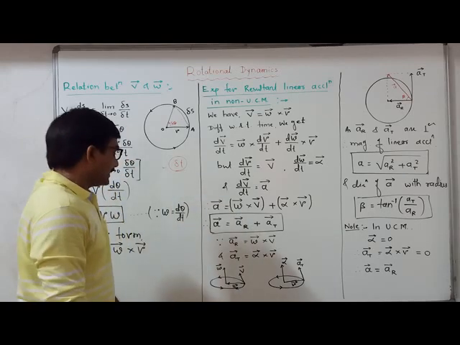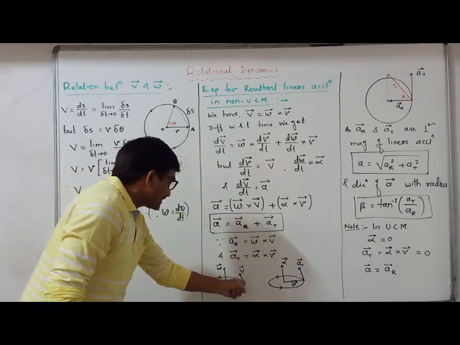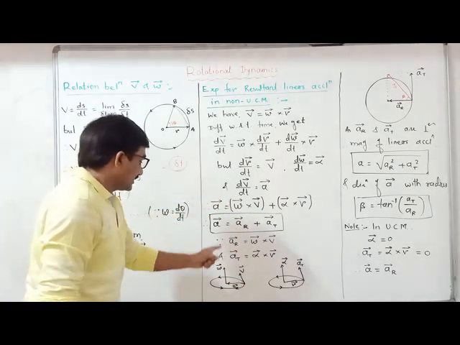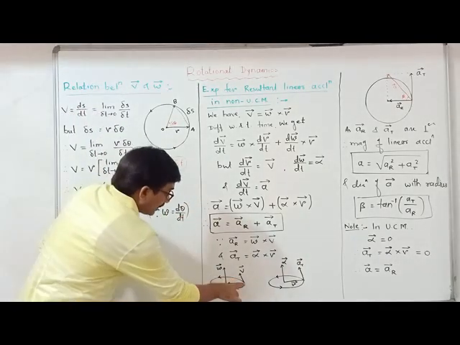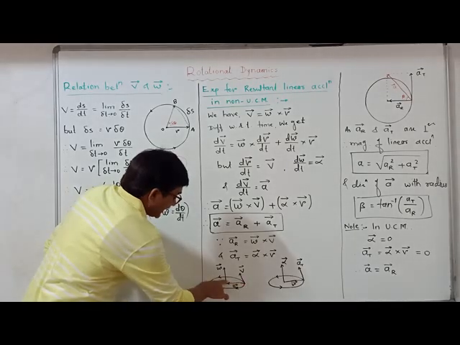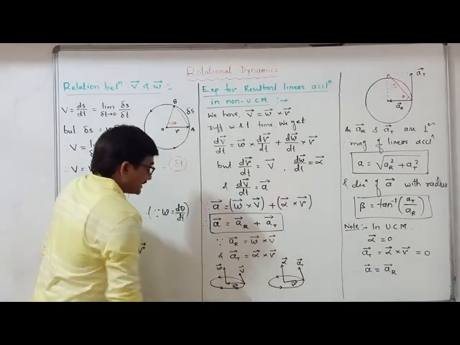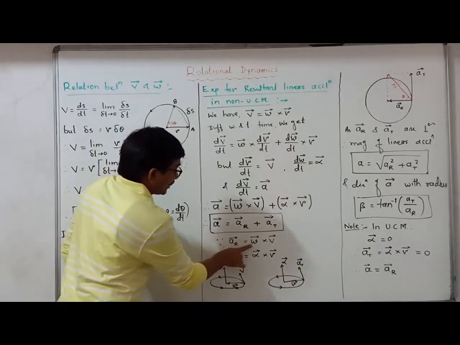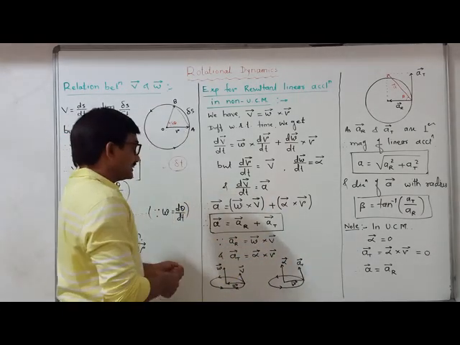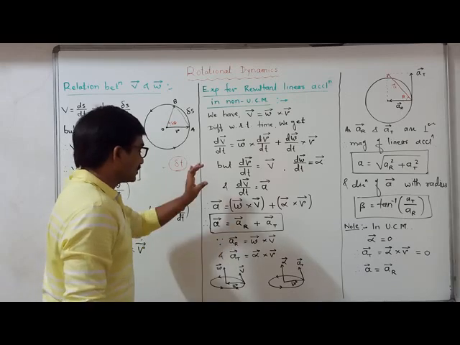Note that the direction of linear velocity is along the tangent, the direction of angular velocity is along the axis of rotation, and the direction of radial acceleration is along the radius and towards the center. And so we can write vector ar is equal to vector omega cross vector v, which is the radial component of total linear acceleration.